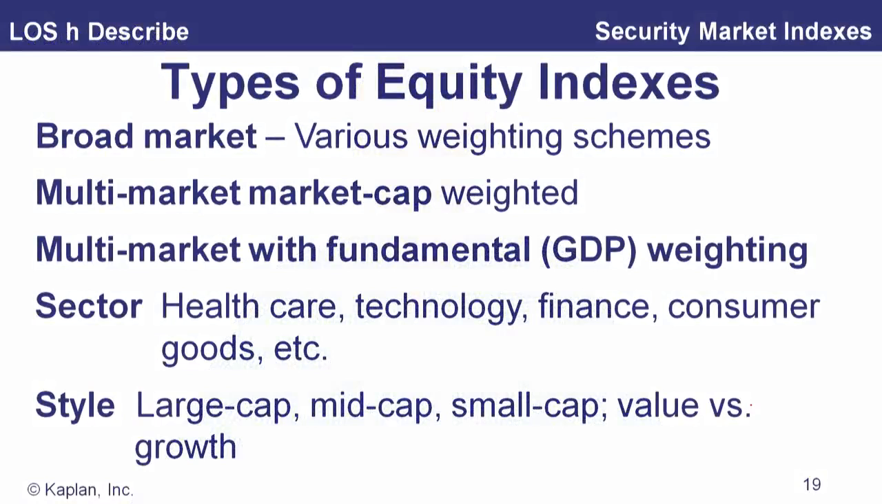So types of equity indexes. Well, this is just terminology here. The broad market, with various weighting schemes. We certainly took a good look at those weighting schemes. We could have a multi-market, market cap weighted index, just telling us that across multiple markets, we would use the market capitalization of all the constituent securities in each market and then invest in each market in line with its proportion of the total value across all the markets that we're including in our index.